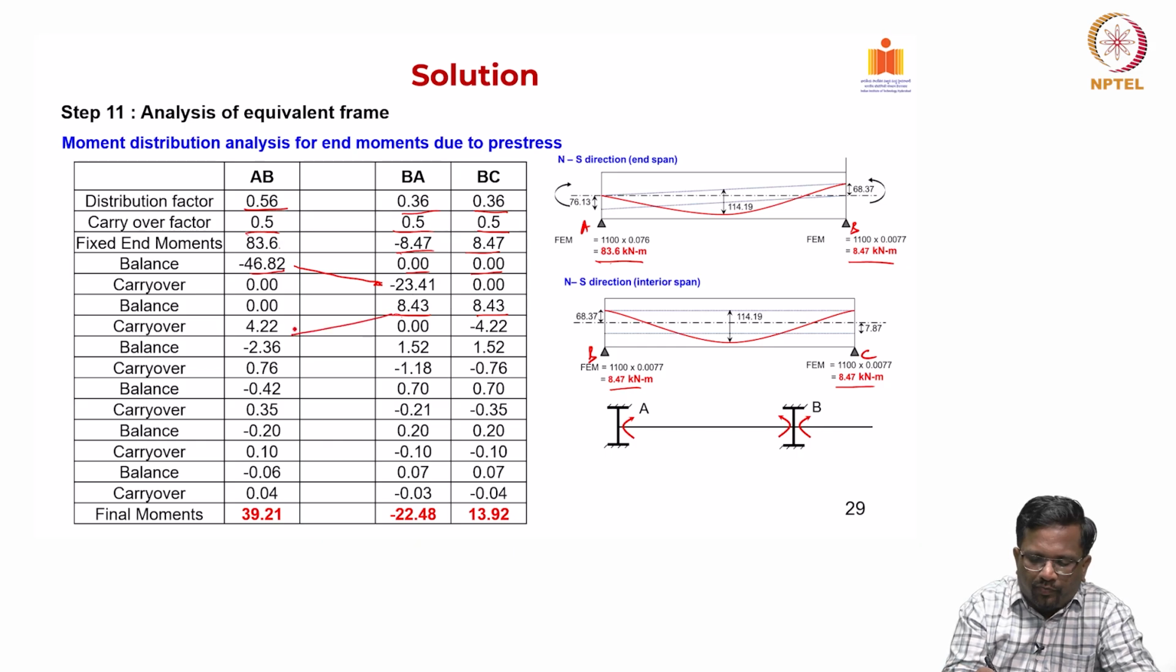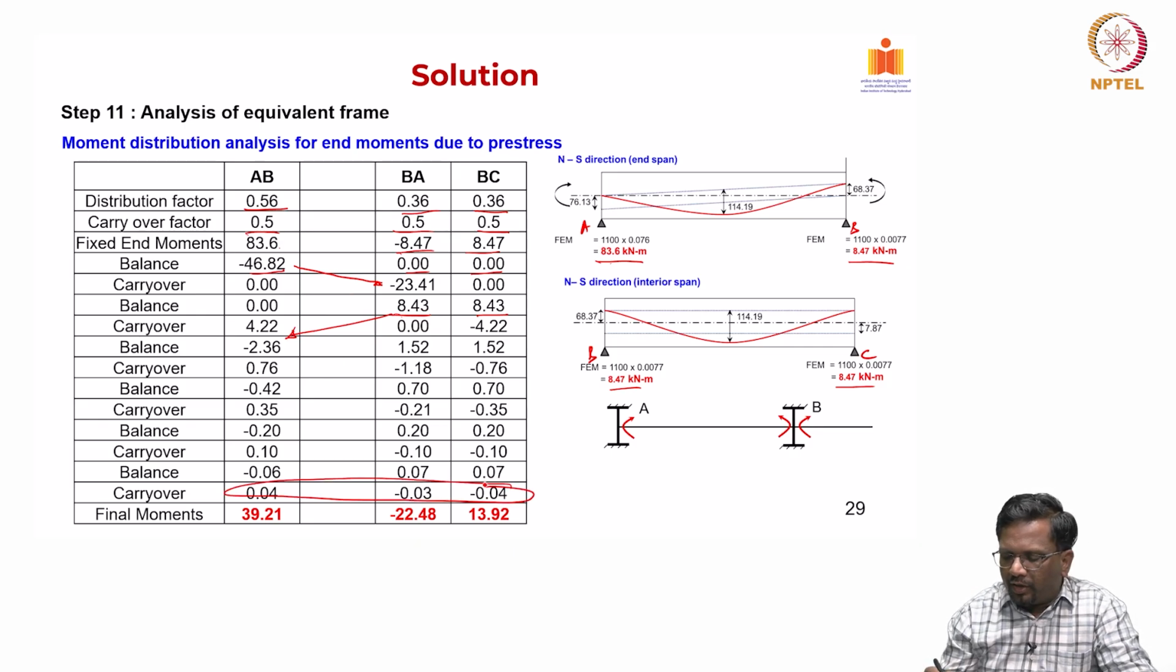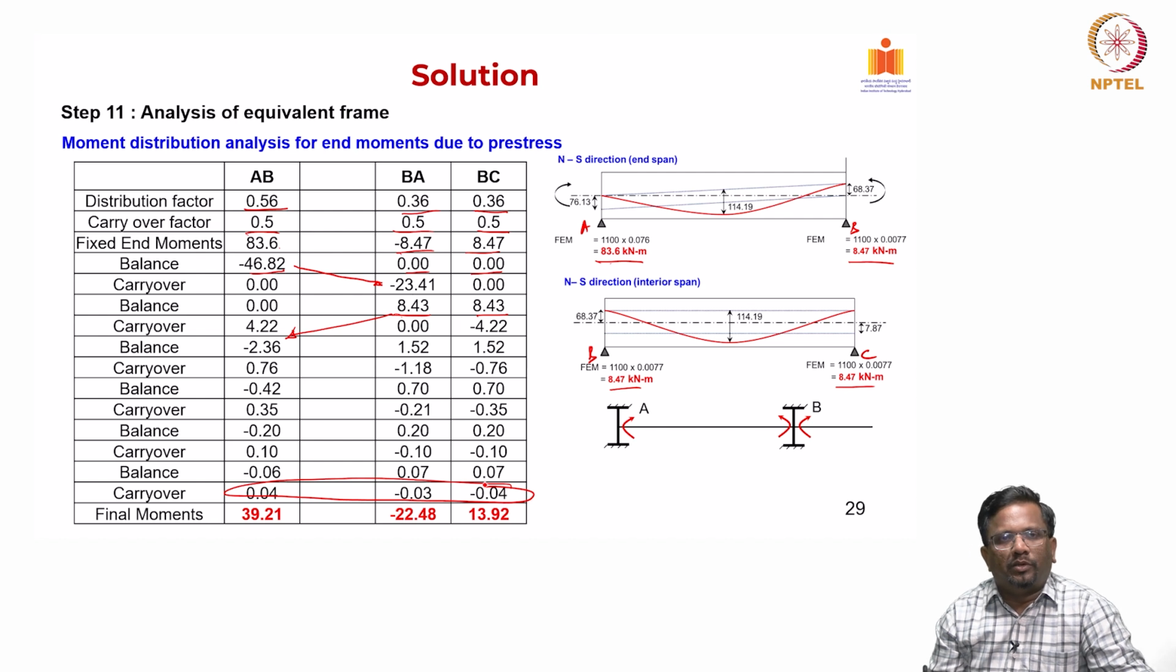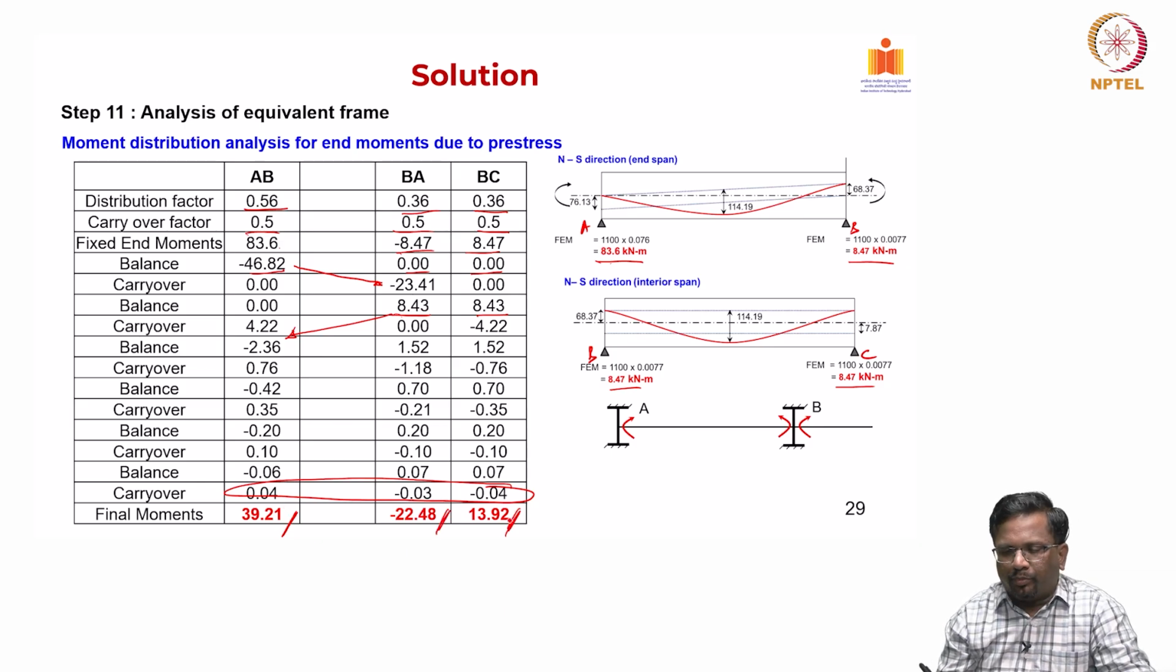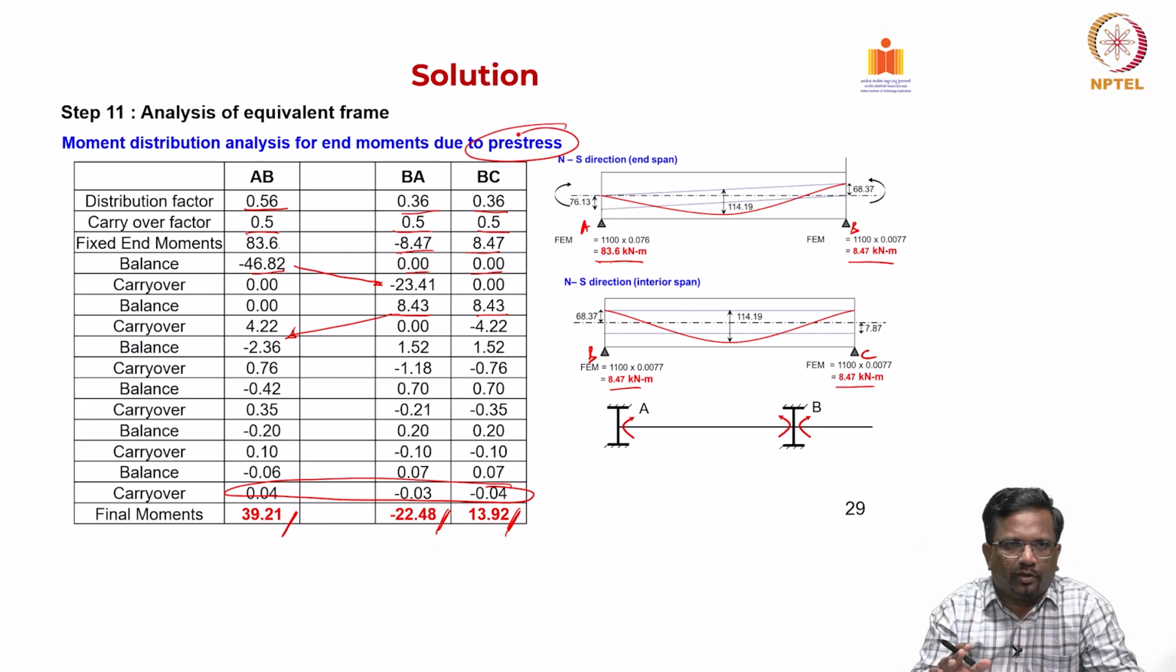Now, I am carrying over further again here, and then in this way I continue the exercise until my carryover moments become negligible, right. So, finally, when you add all of them, you find your final moments as 39.21, 22.48 and 13.92. These are only due to pre-stress. We have not done the analysis for the external loads, right. So, this is only considering the effect of pre-stress, right.